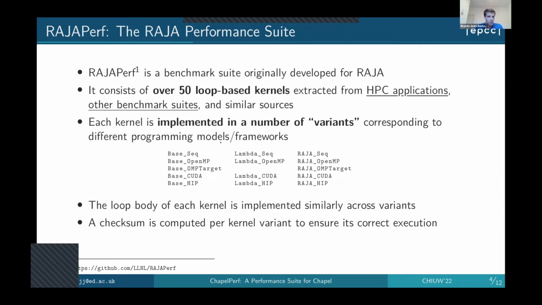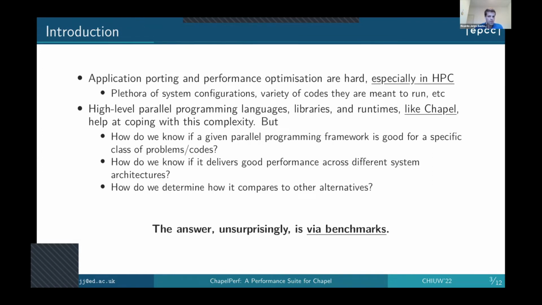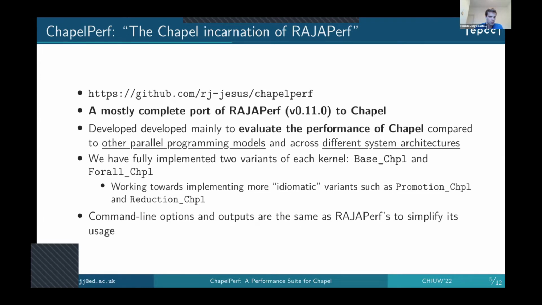So typically, each of these 50 kernels is implemented in baseline sequential implementations, baseline OpenMP implementations, CUDA, HIP, and then variations that utilize lambda functions to implement the loop bodies of the main variants. And then, of course, variants that utilize RAJA to implement the kernels. And so it's this wide coverage, both in terms of code patterns that it considers and programming models that it implements, that, in my opinion, makes it a very good tool with which to look into these questions, which in turn takes us to ChapelPerf, which can be understood as the Chapel incarnation of RAJAPerf.